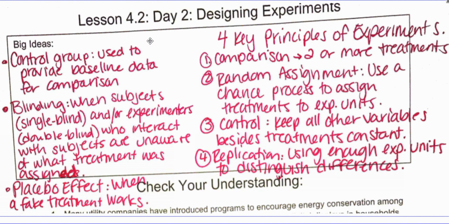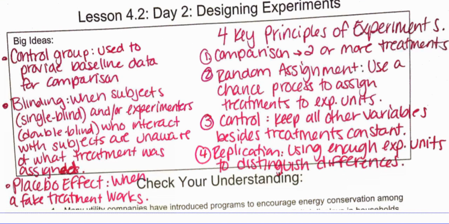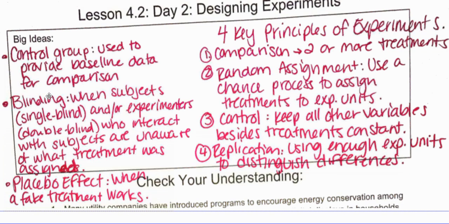When you're designing a proper experiment, you probably want to have a control group, which is used to provide baseline data for comparison. So generally what we have is treatments. One of the treatments will be a control group where nothing is imposed on that. And then you have some other variables in the treatment where you're going to check to see if there is a baseline or some sort of other effect on them.